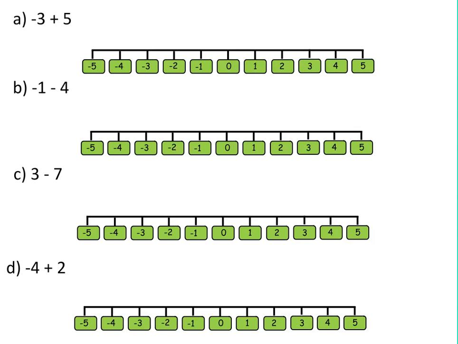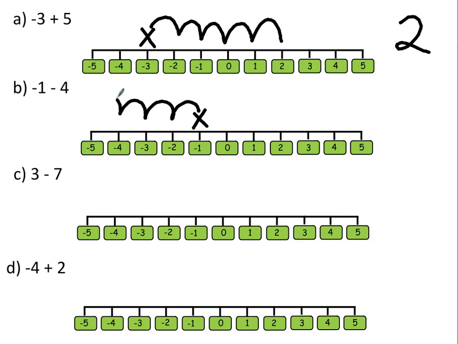So first of all, minus 3 plus 5. The first thing we are doing is starting at minus 3 on the number line and moving up 5 positions: 1, 2, 3, 4, 5. And so you can see clearly the answer is 2. If you start at minus 1, in the second question we're going to go down 4 places: 1, 2, 3, 4. The answer is minus 5.